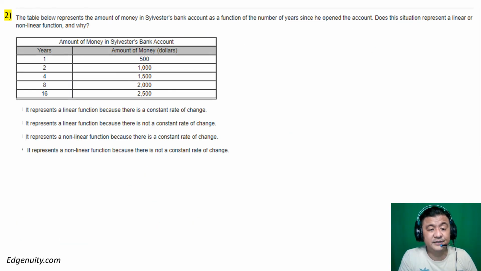Okay, so now they're giving us a table. So let's read the problem first. The table below represents the amount of money in Sylvester's bank account, money going up for every year, as a function of the number of years, meaning the money increases as a function of years. Every time the year increases, the amount of money changes as well. Since he opened his account, does this situation represent a linear or non-linear function and why? Meaning if I graph it, will it be a straight line or not a straight line?